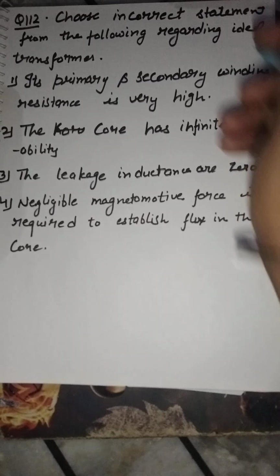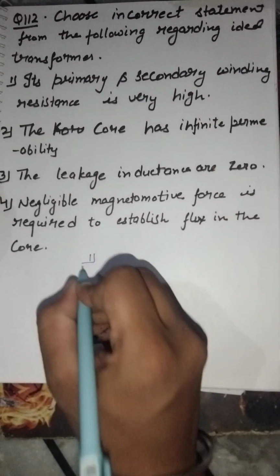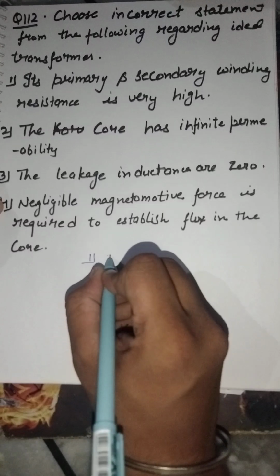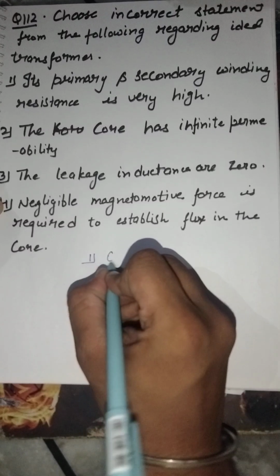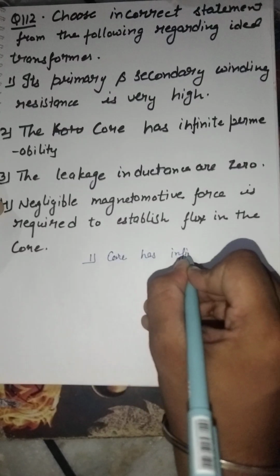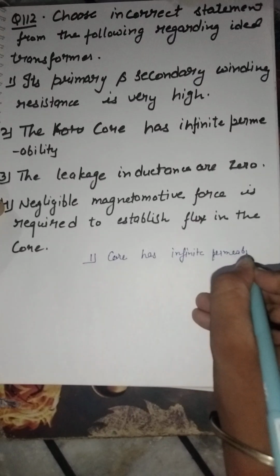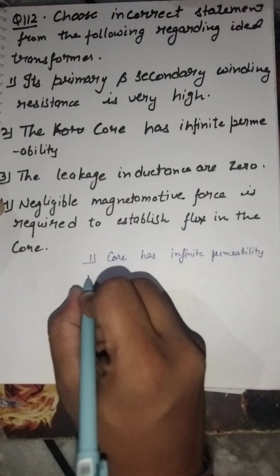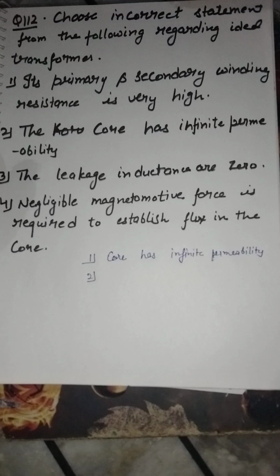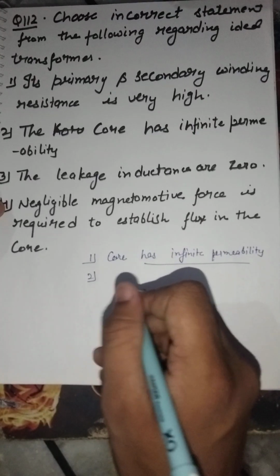Next question is, choose the incorrect statement of an ideal transformer. An ideal transformer has some conditions. In an ideal transformer, the core has infinite permeability. Permeability means the magnetic field can pass without any restriction.